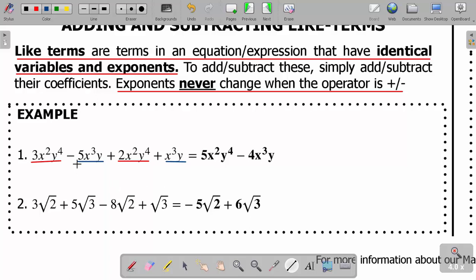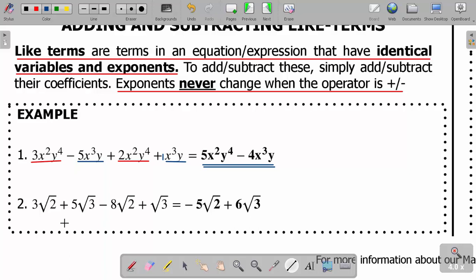And then what is minus 5 plus 1? Because there is 1 here. There is 1 here. Minus 5 plus 1 gives me minus 4. So that's how I get my answer to be 5x squared y power 4 minus 4x cubed y. Hope we are together. You see, that's how we identify and add and subtract like terms.